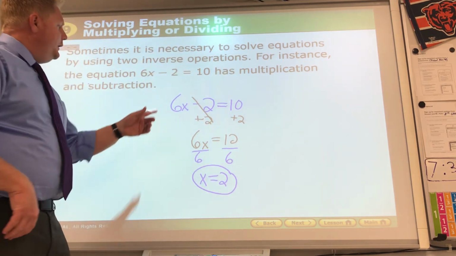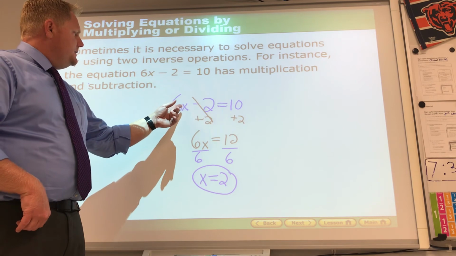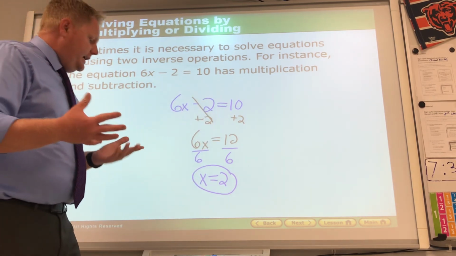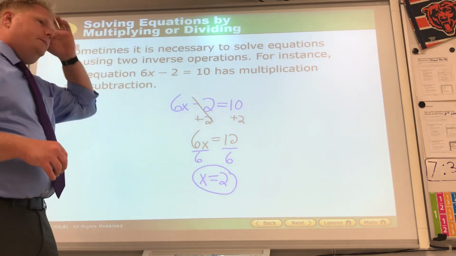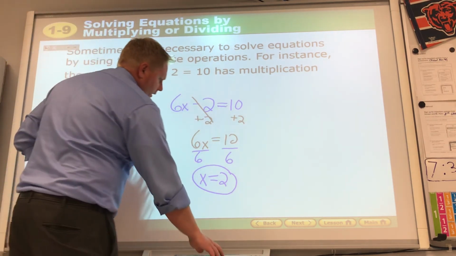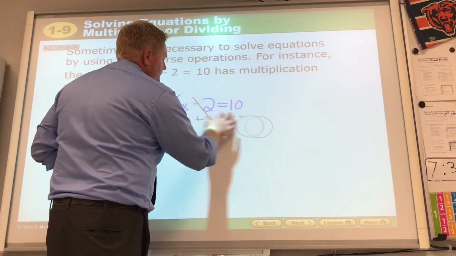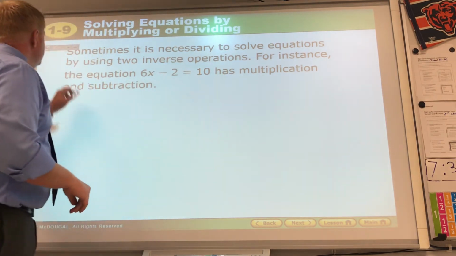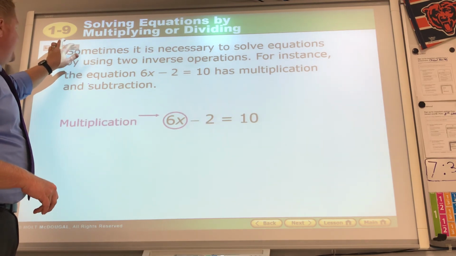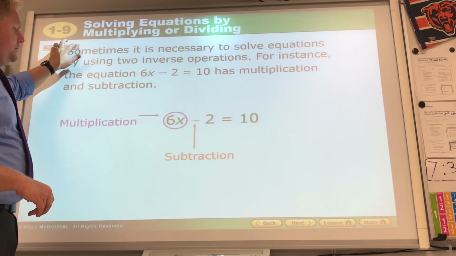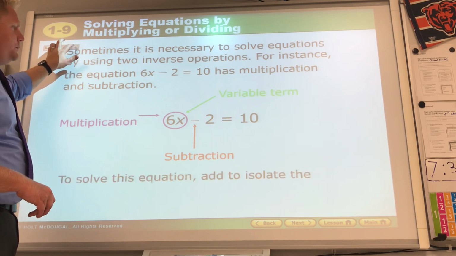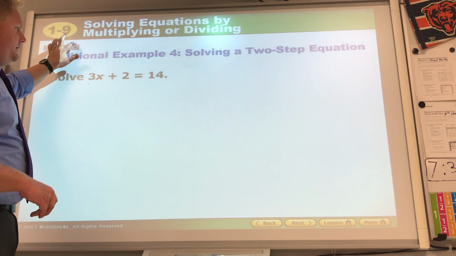All right. 2 times 6 makes 12. 12 minus 2 equals 10. It does work out. So when we're doing a two-step problem, we use PEMDAS, but in reverse. Okay? So that's the multiplication, that's the subtraction. All right, variable term, that's what we're trying to get by itself. We want to isolate that.